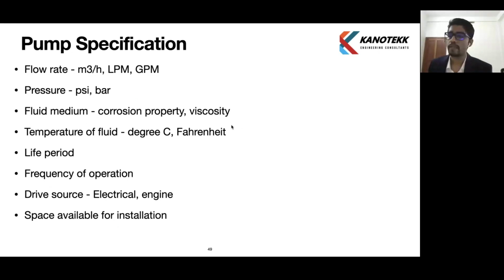Then available space for installation has to be seen. This is a factor which affects the pump selection. If we have less footprint or less space available, we go for a vertical type pump, which needs a headroom area. So we have to see whether headroom is available or not. Or if the headroom is less, but we have more space on the ground or on the floor, we can go for a horizontal type of centrifugal pump. Similarly, temperature of fluid, which we discussed here, affects the cavitation factor. So that is something which has to be taken into consideration. Also, the fluid medium, the corrosion and viscosity factor affects the pump selection.